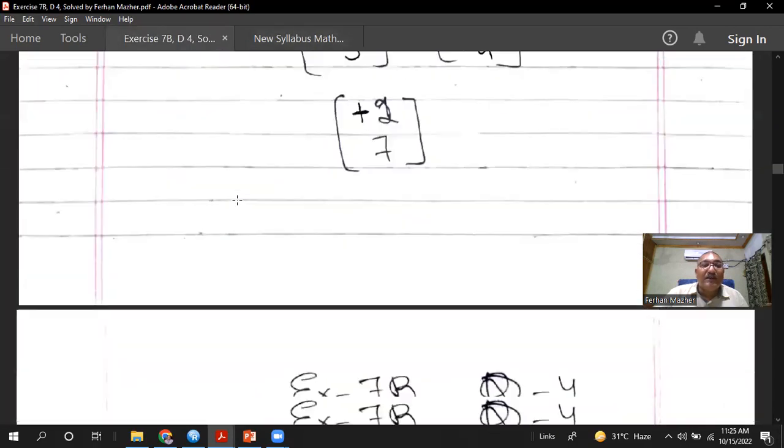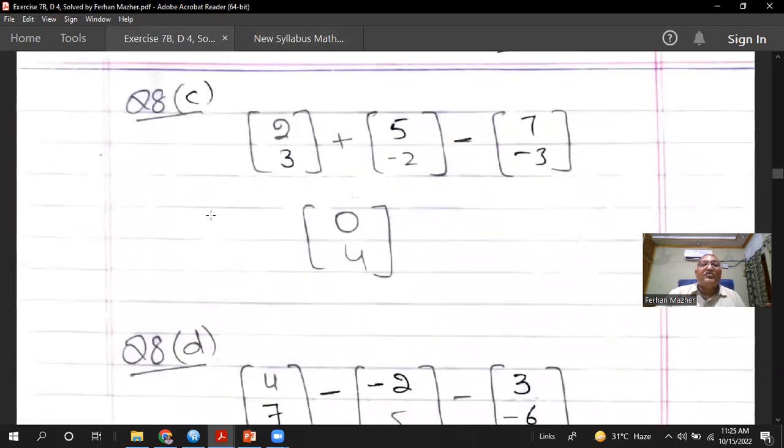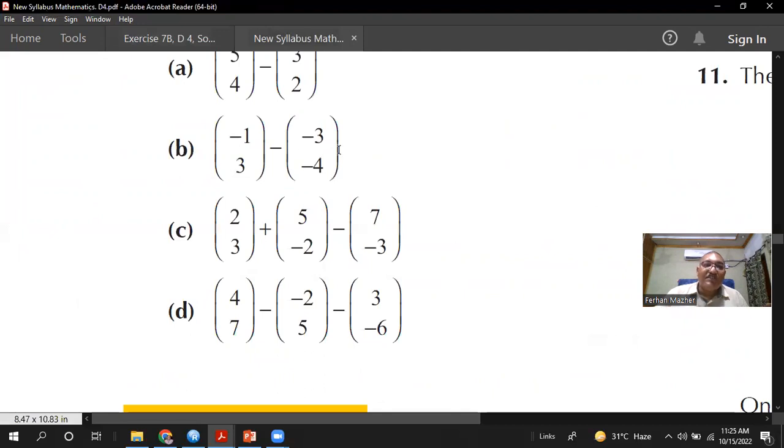Okay, so we can do them. There's no problem. So 2 plus 5, 7. 7 minus 7 will be 0. 3 minus 2 will be 1. 1 plus 3 will be 4. I hope you understand this. The x's, they are added with each other. The y's, they are added with, subtracted with each other.